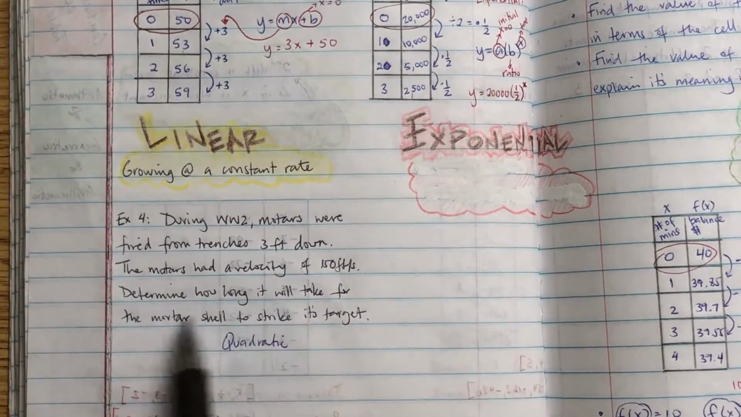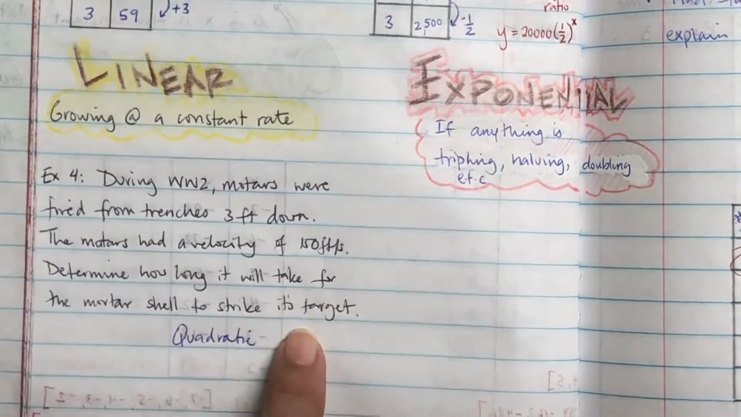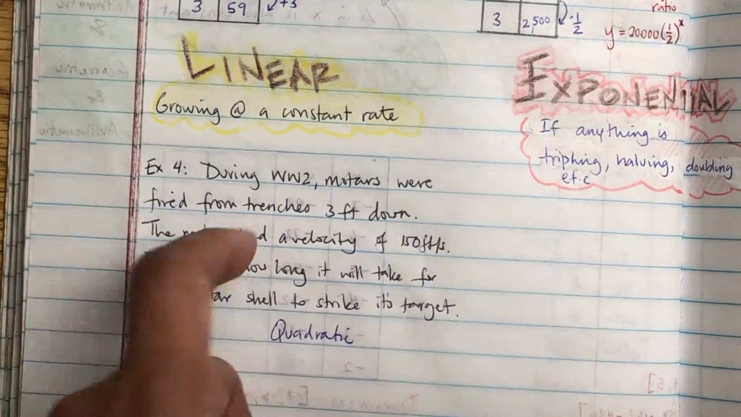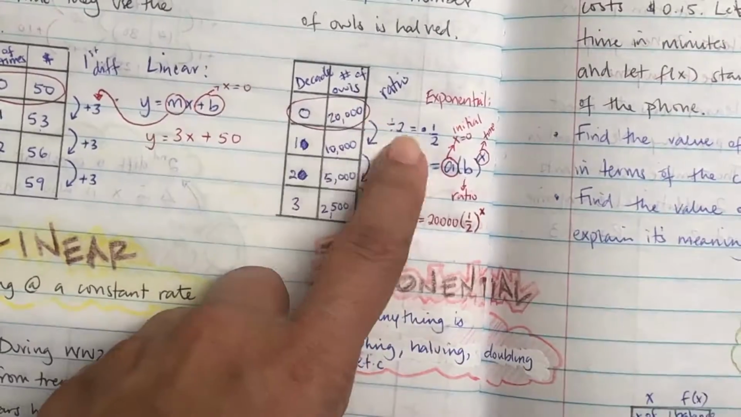Anytime you see velocity, gravity, it has to deal with quadratics. If it has to deal with anything with air, speed, anything like that, it's quadratics. And they'll never make you write the equation, so that's all you really need to know, that it's quadratic.